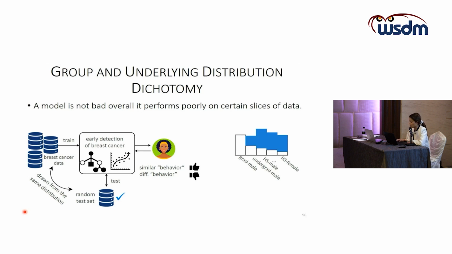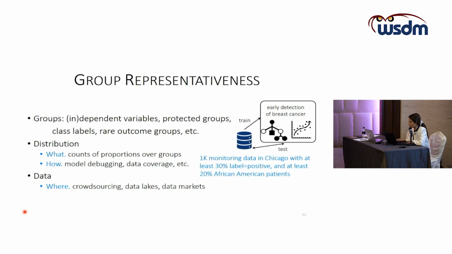And what we want to do is to have a more balanced data distribution over different groups. By group distribution, we mean the discrete distribution over groups, and these distributions are counts over these groups. Groups can be independent variables, for example, different salary brackets. They can be dependent, like having success and failed loans for different demographics. These groups can be protected groups, race and gender and so on. They can even be class labels, or they can be rare outcome groups, for example, accidents, which, because they're rare, we want to oversample.